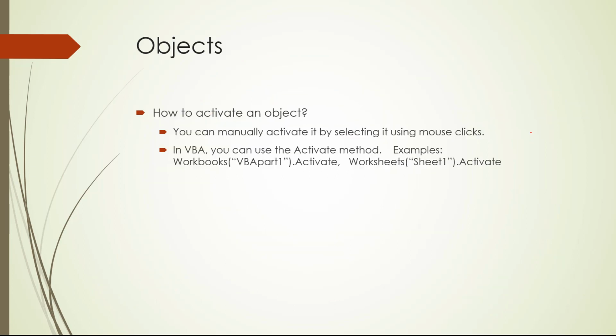So how do we activate an object using VBA code instead of a mouse click? It's pretty straightforward. For example, if you want to activate the workbook called VBA part 1, you just say workbook VBA part 1 dot activate. The activate here is a keyword, like an action. We're asking the workbook to take an action, which is to activate it. Or if you want to activate a particular worksheet, then you can also say worksheets activate. So activate here is the keyword.